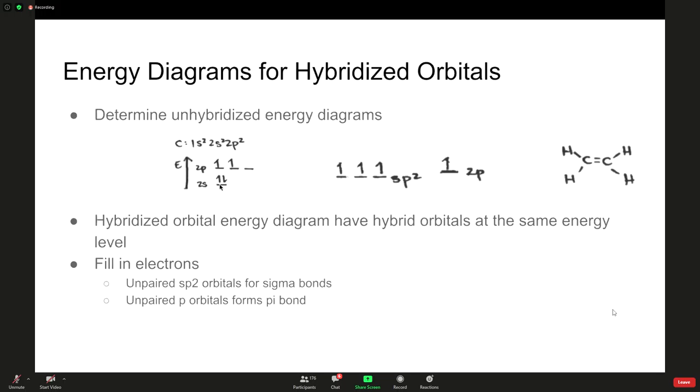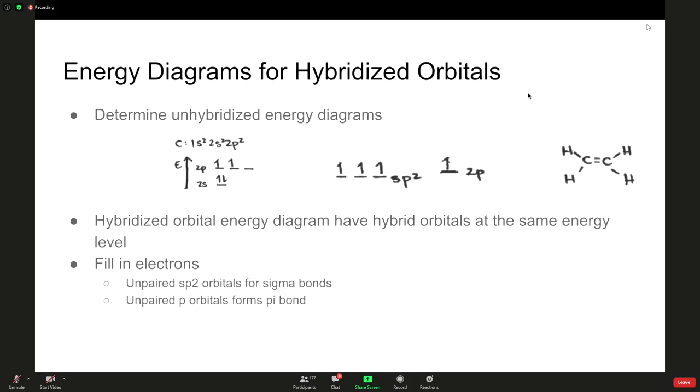And so we would have this right here. And then when we hybridize it, and we get to look at the whole molecule, since we have 3 electron domains, the 2 single bonds and the 1 double bond, you're going to have 3 unpaired electrons that are hybridized and 1 electron that's unhybridized. So basically these hybridized ones form the sigma bonds, and then this unhybridized one forms the pi bond. Cool.